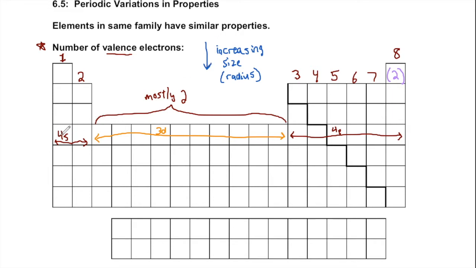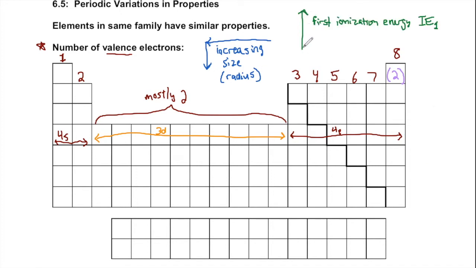Going across the table from left to right, we're in the same level, filling up pretty much the same level, but the number of protons in the nucleus is increasing. And so that positive charge in the nucleus is pulling on those electrons, shrinking that cloud of electrons, making the atom smaller. So going from left to right across the periodic table, atoms are getting smaller. So they're increasing in size going from right to left, which seems a little bit unusual, but the increasing size is going right to left and then down.